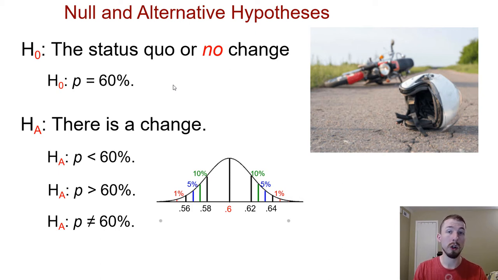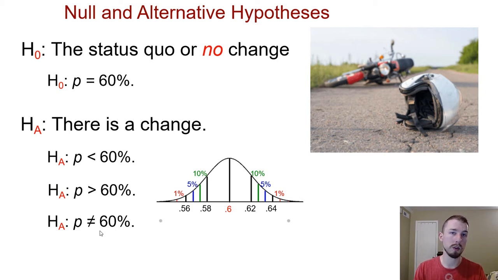All right, then our alternative is what we're actually trying to gather enough evidence to prove. It's like innocent until proven guilty. We start out with the idea that it stayed the same until we have enough evidence to prove that it has actually changed. Now, what change are we looking for? Is it a one-tailed lower test, where we're looking to see if it's gone down, or a one-tailed upper test to see if the rate of helmet usage has gone up, or a two-tailed test where we would be interested to know if it changed at all, whether it went up or down?